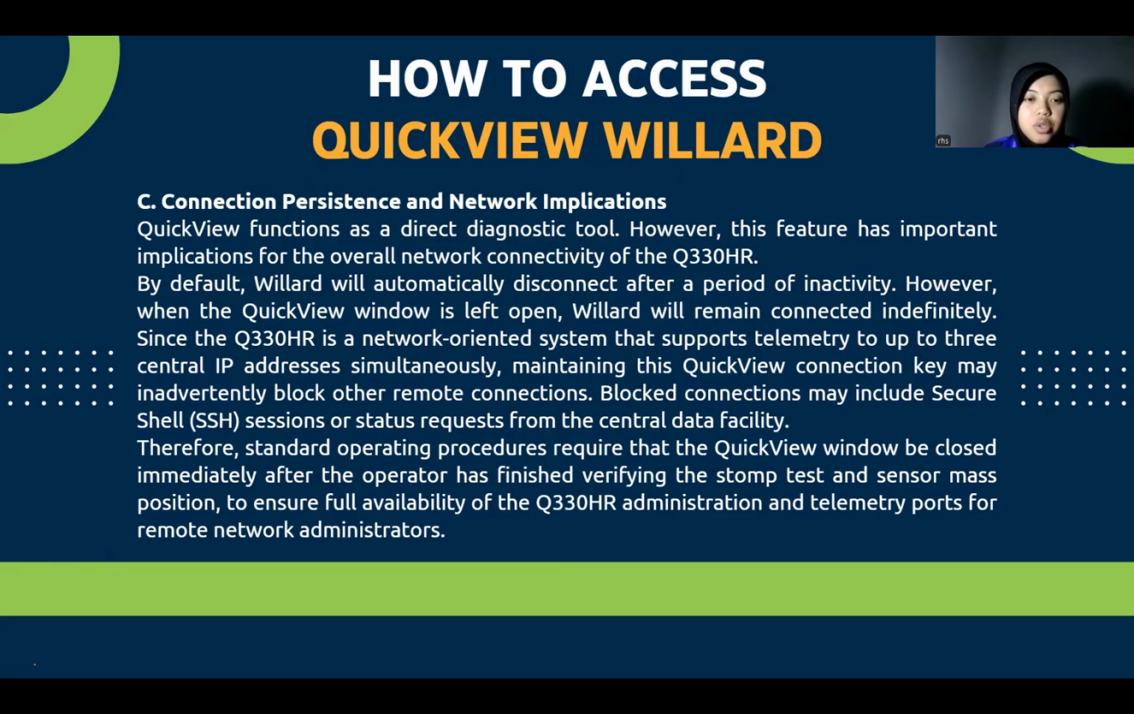Since the Q330HR is a network-oriented system that supports telemetry to up to 3 central IP addresses simultaneously, maintaining this quick view connection may inadvertently block other remote connections. Blocked connections may include secure shell, or SSH, sessions or status requests from the central data facility.